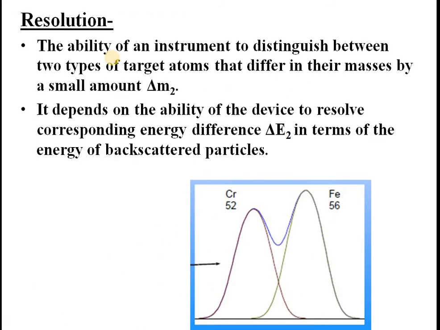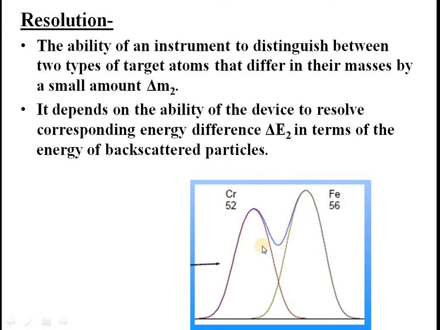And there is a term called resolution. Resolution is a quality of the device. It means how separately two adjacent peaks can be shown by a detector. The more the separation ability, the higher the resolution of the device. So resolution is the ability of an instrument to distinguish between two types of target atoms that differ in their masses by a small amount.